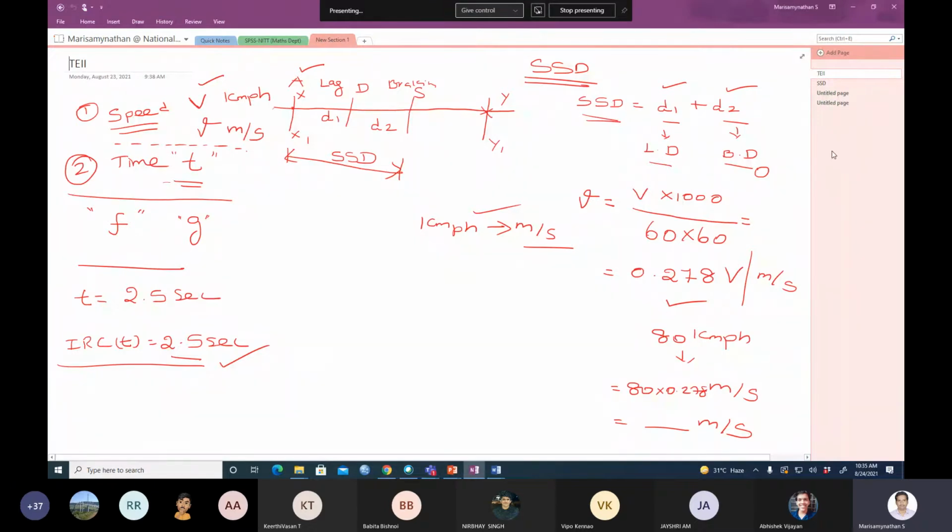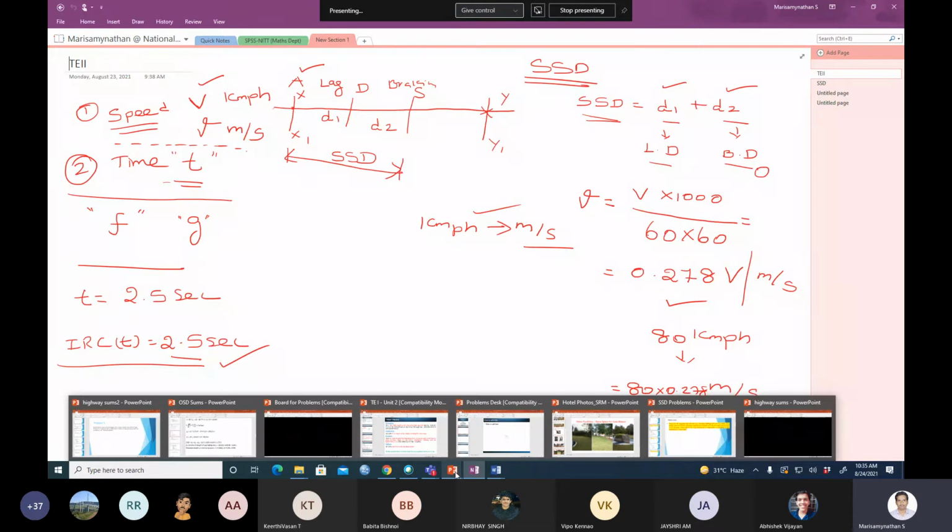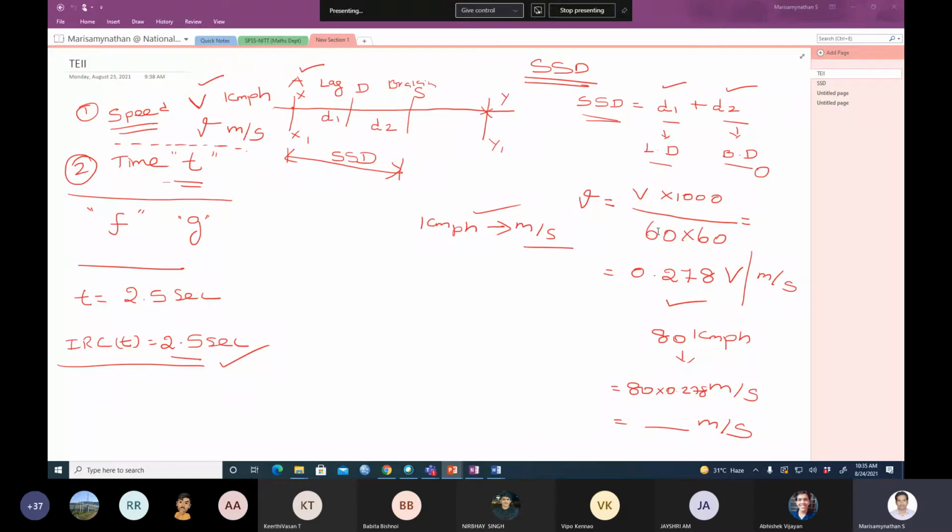Dear students, in yesterday's class we discussed sight distance. In that, the first component we saw was stopping sight distance. In continuation of that, today we are going to cover how we estimate the stopping sight distance for different scenarios. Before moving to the problems, we should know the equations and the parameters involved in estimating the stopping sight distance.